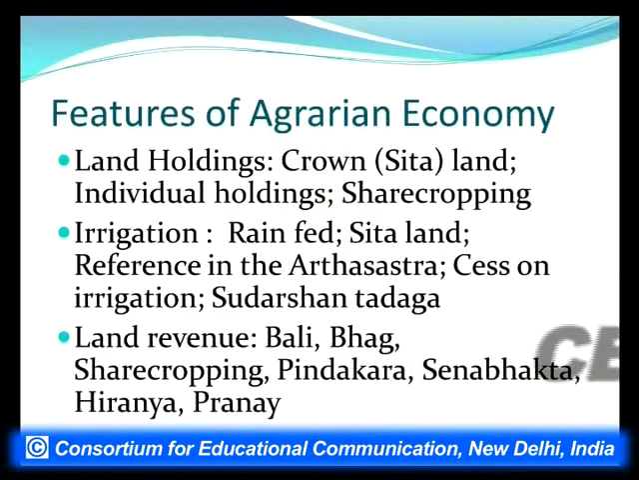One of the important examples of irrigation facility provided by the state is Sudarshan Tadag, which is near Girnar in Gujarat. In fact, this Tadag or reservoir was built by Pushyagupta, who was one of the governors of Chandragupta Maurya, by building a dam in this area, and this reservoir has been in use till about 5th century AD, that is after about 800 years after its construction. So the importance of irrigation facility provided by the state is a very significant feature of Mauryan agrarian economy.